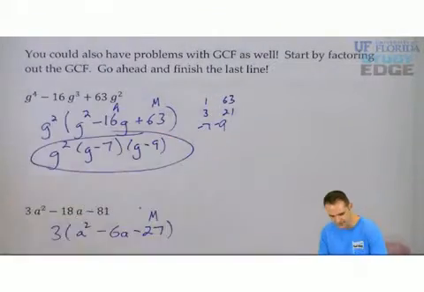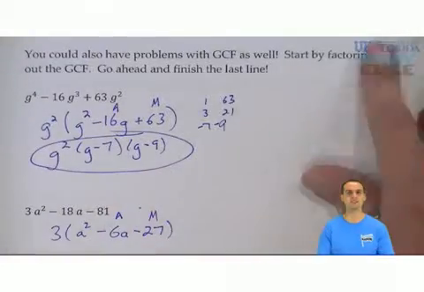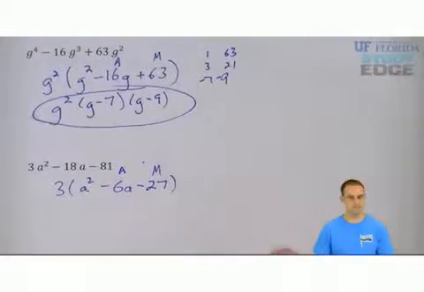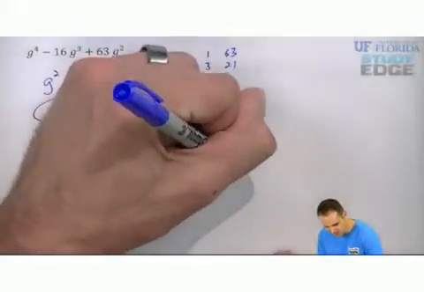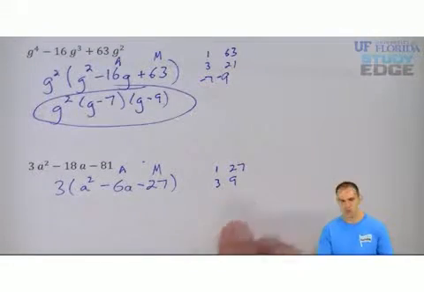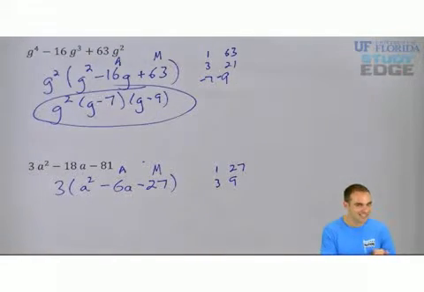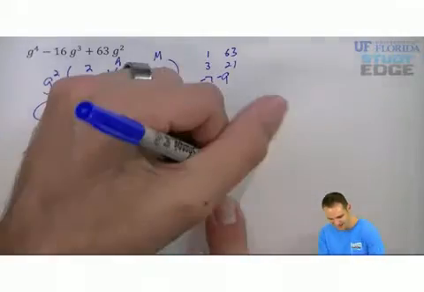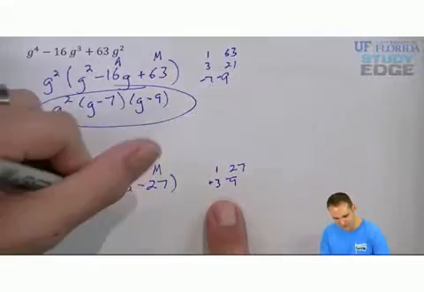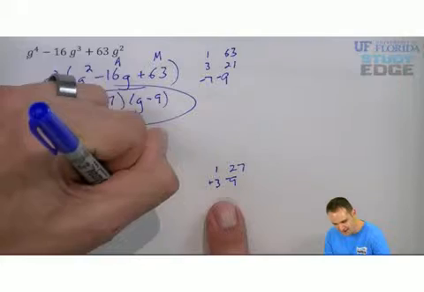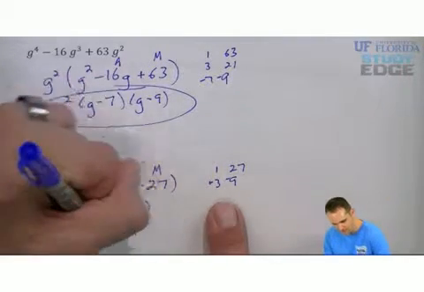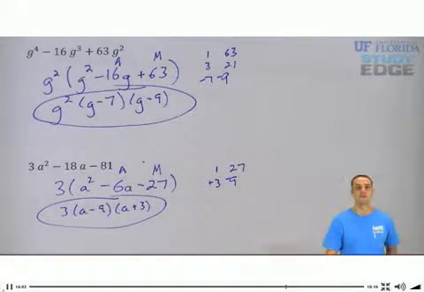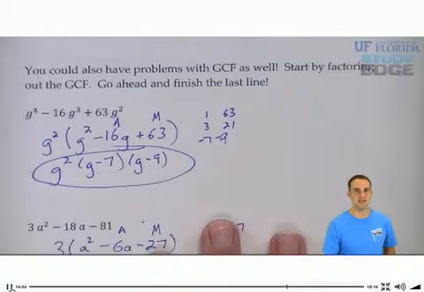Now, what multiplies to negative 27 and adds to 6? We've seen 27, so therefore we've got 1 and 27, 3 and 9. We know it's 3 and 9, but what are the signs? Negative 9, positive 3. So I've got a minus 9, a plus 3, all times 3. So I said to go ahead and finish the last line. And guess what?